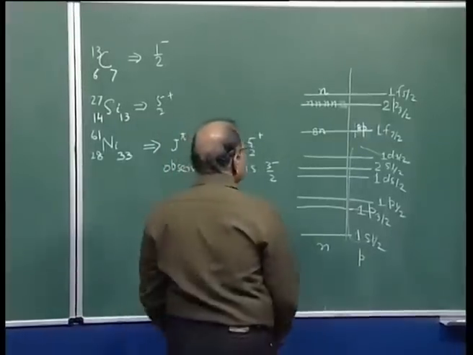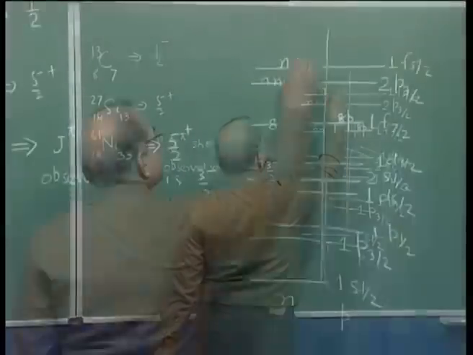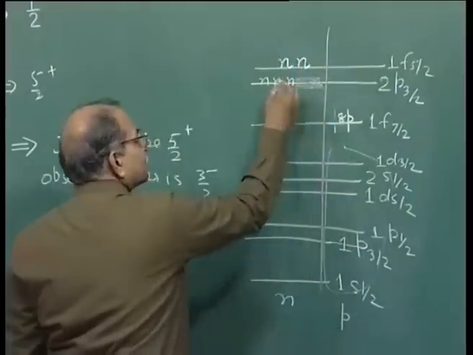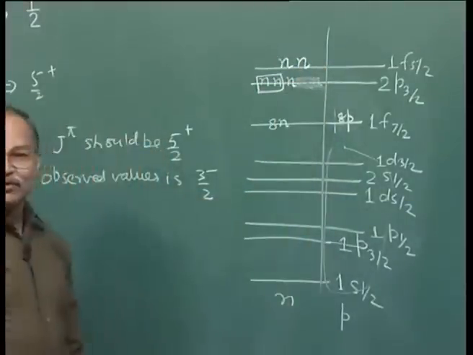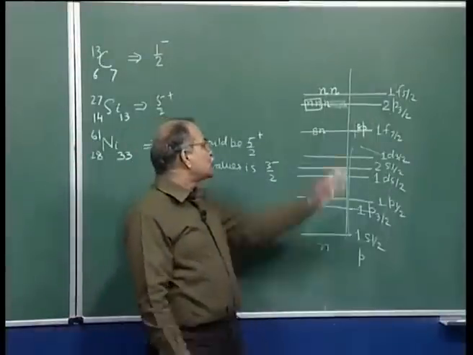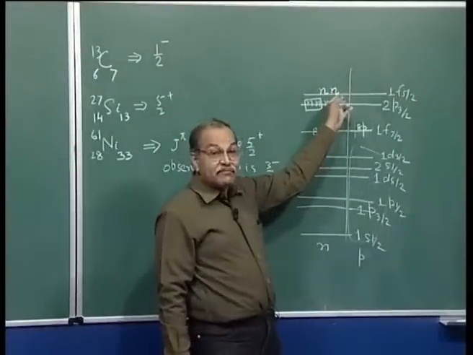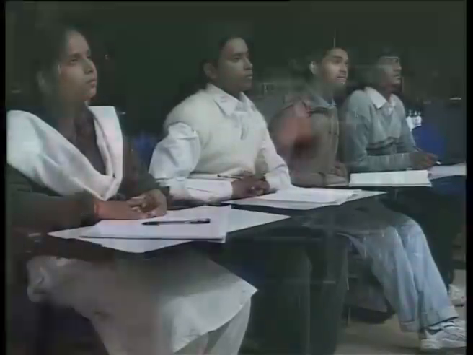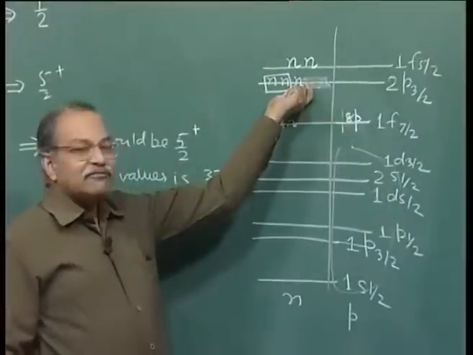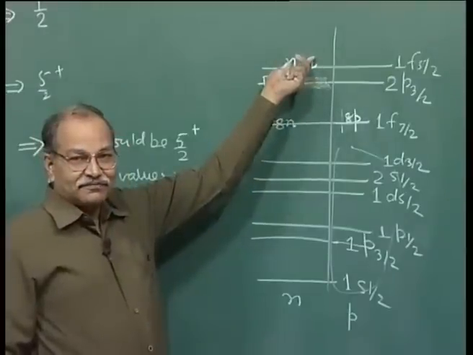So, if this neutron is not here and this neutron is here, and you have only 3 of them, that can give you 3/2 minus. But why should it go to a higher energy when the lower energy is available? And the answer is that if it is here, it will pair with this neutron.